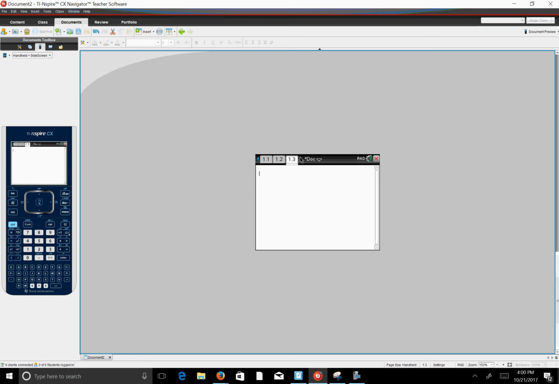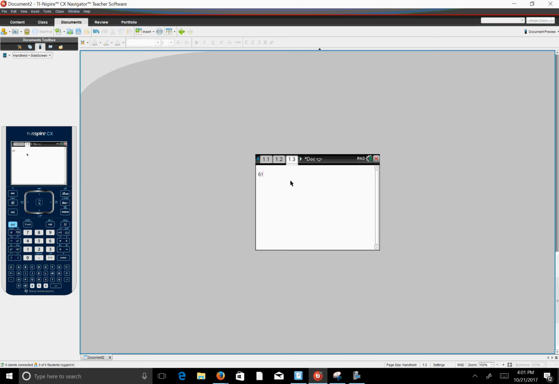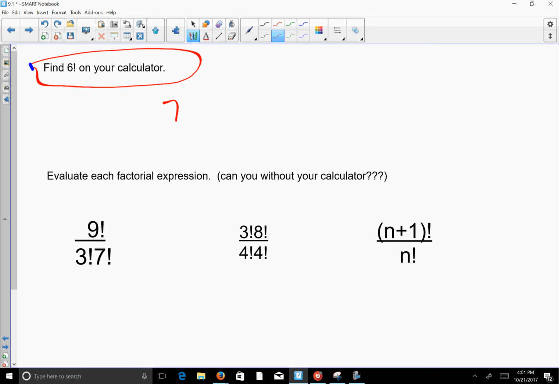So if I want 6 factorial, I type in the 6, and right here, this button has a factorial. I'm going to leave it there, highlighted for you for a second. See where it is? I press factorial, and then I hit enter, and it'll do 6 times 5 times 4 times 3 times 2, and that answer is 720. So we got 720 on the calculator.